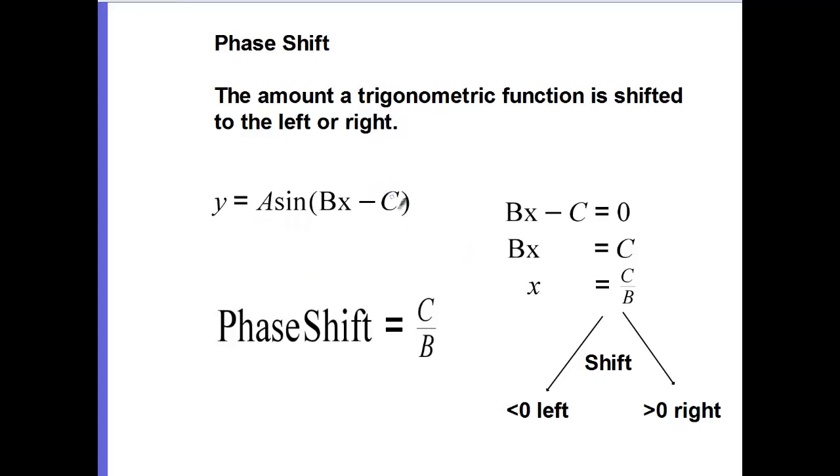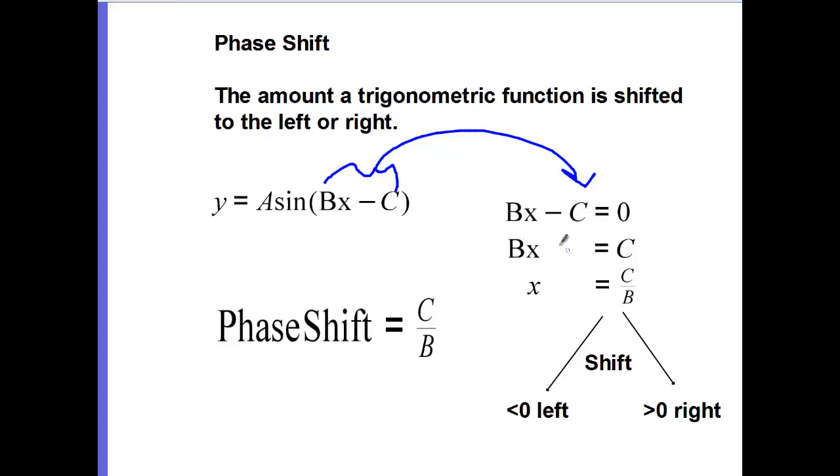And we're going to add this little number called c, which is not the phase shift by itself, but together with b it will give the phase shift. We're going to take that whole bx minus c term, put it in parentheses, and set it equal to 0, because just like we've done with other horizontal shifts, we're going to set the input equal to 0. So bx minus c equals 0, and solve for x.